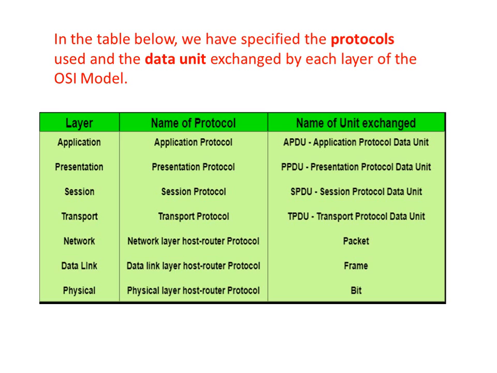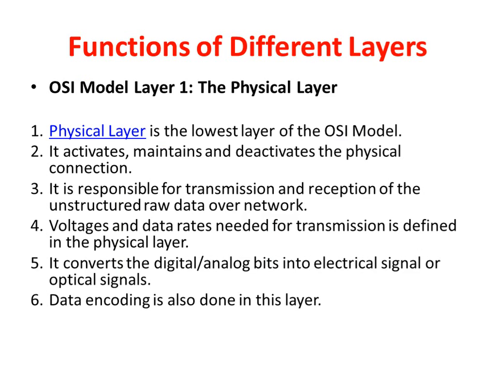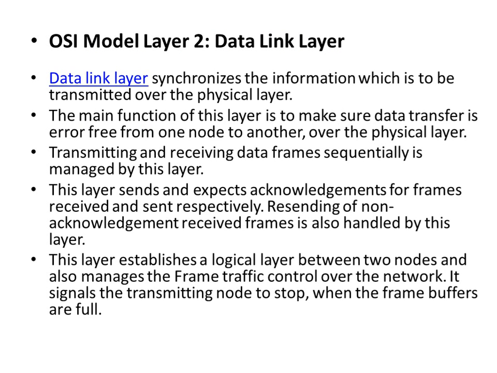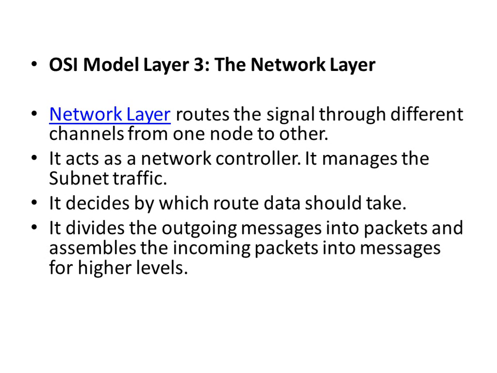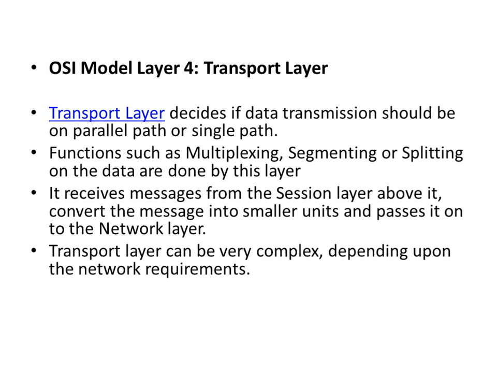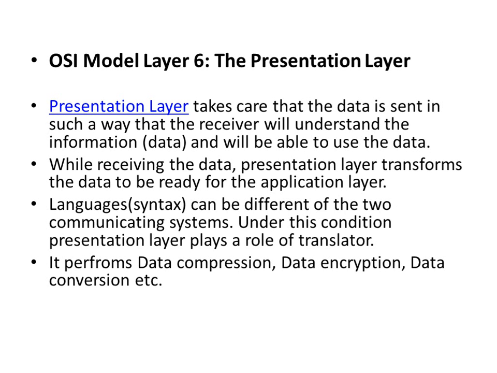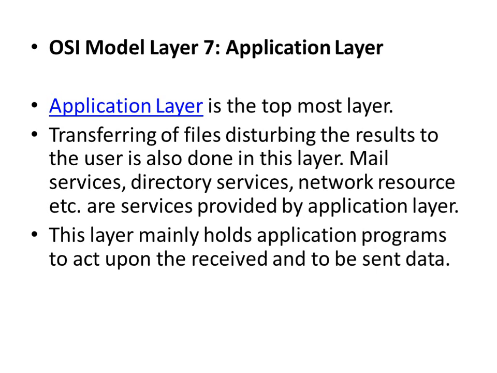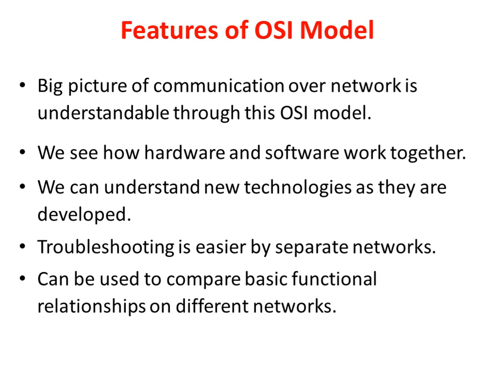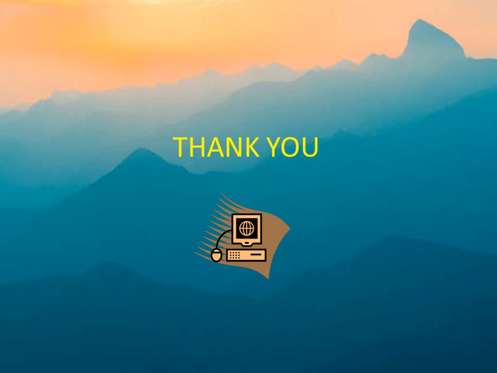Then we displayed the table information: layer, protocol and name of the unit exchanged. All the layers and their functions: physical layer functions, data link layer functions, network layer functions, transport layer functions, session layer functions, presentation layer functions, and last the application layer functions. And the last topic we covered was the features of the OSI model. Okay, and thank you.